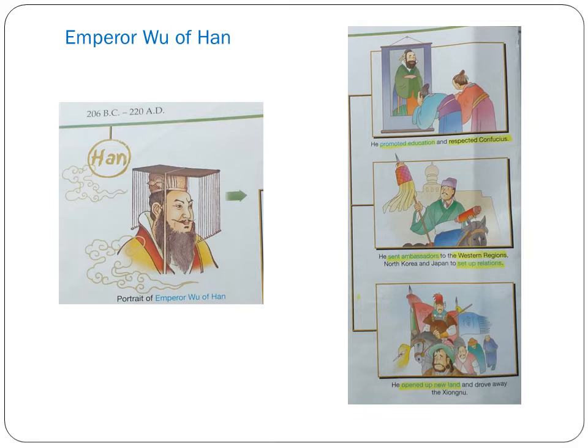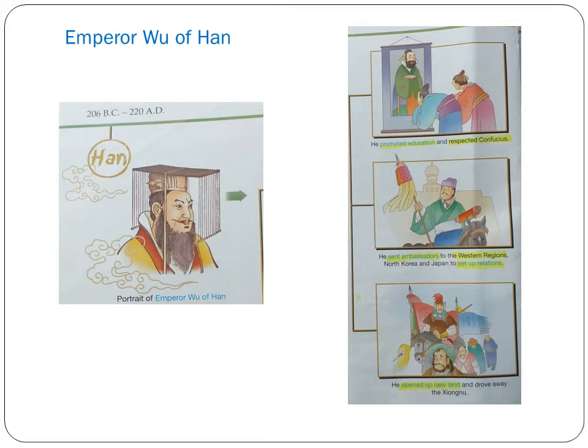There were certain policies carried out by Emperor Wu of Han. If you look at the pictures on your right, you can see 3 pictures. They are part of his very famous policies. And number 1, he promoted education and respected Confucius. Confucius was a big philosopher in China.